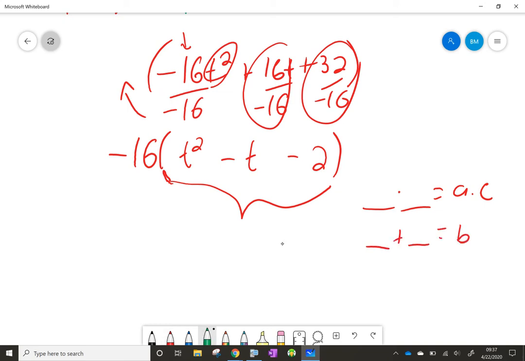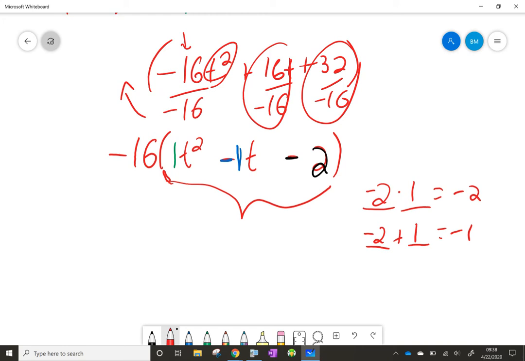Now in this case, our a value would be 1, our b value would be negative 1, and our c value is negative 2. So if I did a times c, I would be doing 1 times negative 2, which is, of course, negative 2. And our b value is, of course, negative 1. So what two numbers multiply to negative 2 and add to negative 1? There's only one possibility you can think of. Just make sure you get the negative right. That'd be negative 2 times 1, negative 2 plus 1.